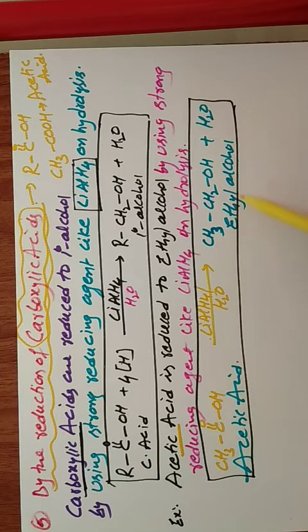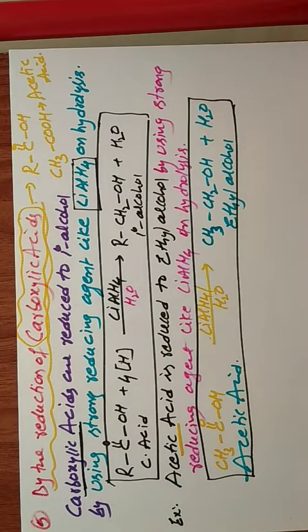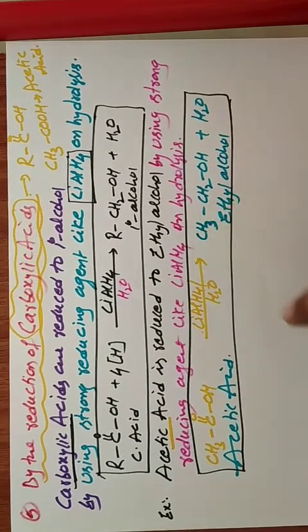So in the case of carboxylic acid, we use only one type of strong reducing agent, that is LiAlH4 only. This is the reduction of carboxylic acid, the fifth reaction. Next, we will go to one more reaction for reduction, that is the reduction of esters.